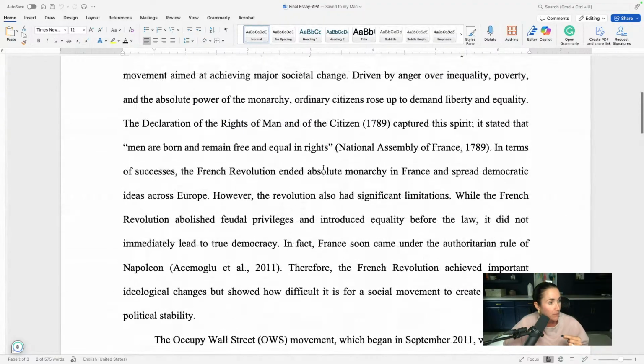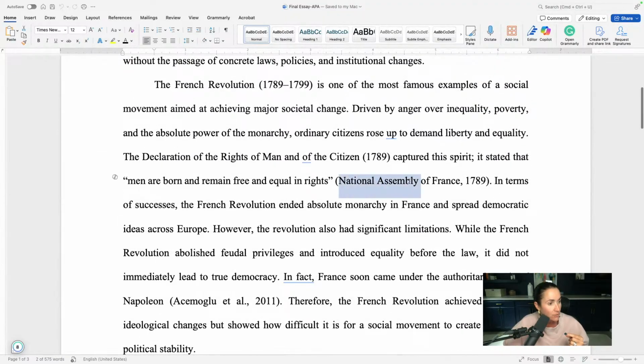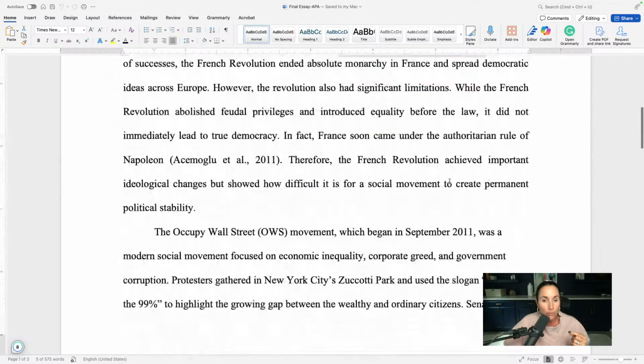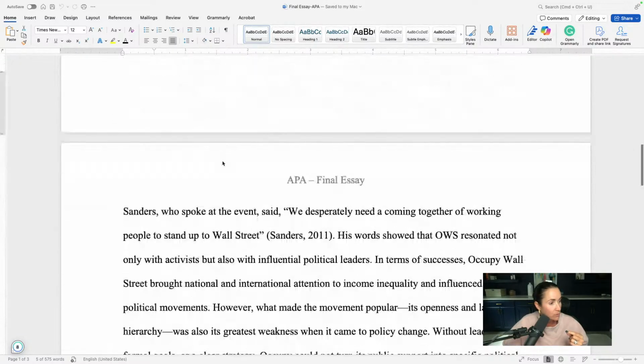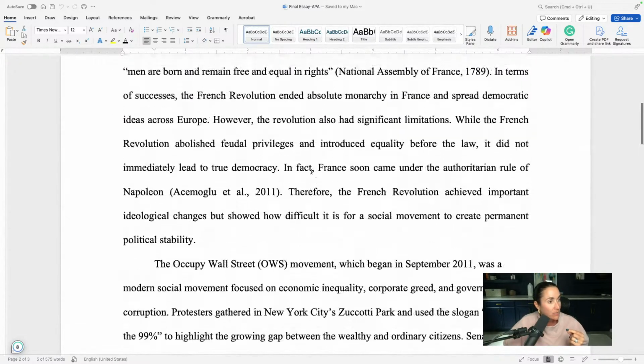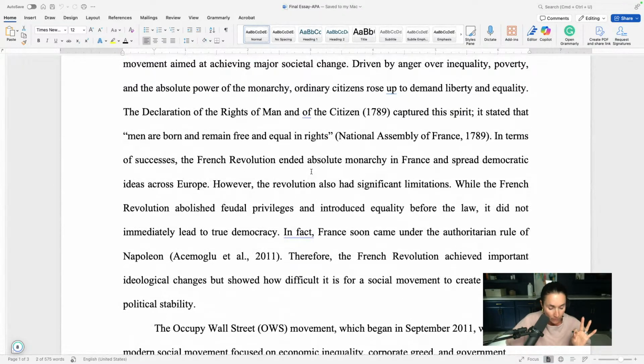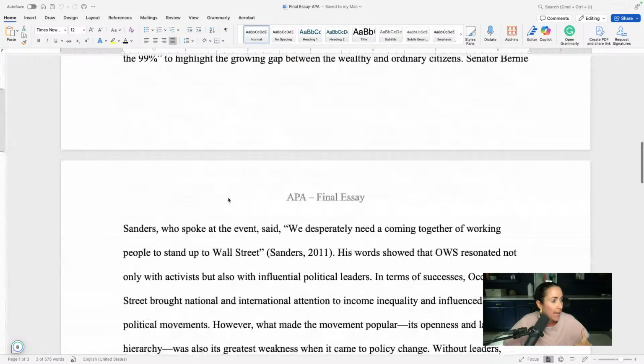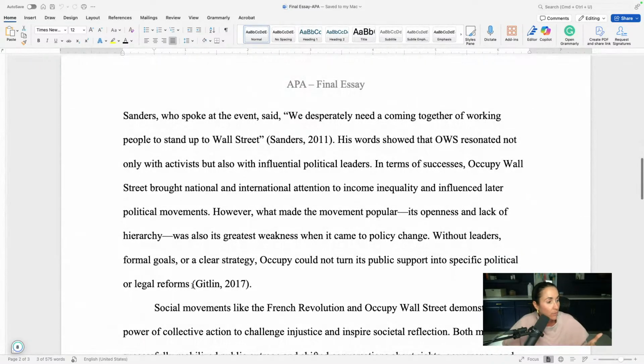So notice we have a primary source in our French Revolution, which was the National Assembly of France speech. And then we had a primary source for the Occupy Wall Street, which was the Sanders speech. And then as we were discussing the successes and limitations, we were able to grab a source. In this case, it was Aceモglu et al. and all the other authors on this, talking about the things that the movements did right and the things that the movements did wrong, the successes and the failures. So we did that for the French Revolution. And for the Occupy Wall Street, we did the same thing. We found this Gitlin source that was really good.